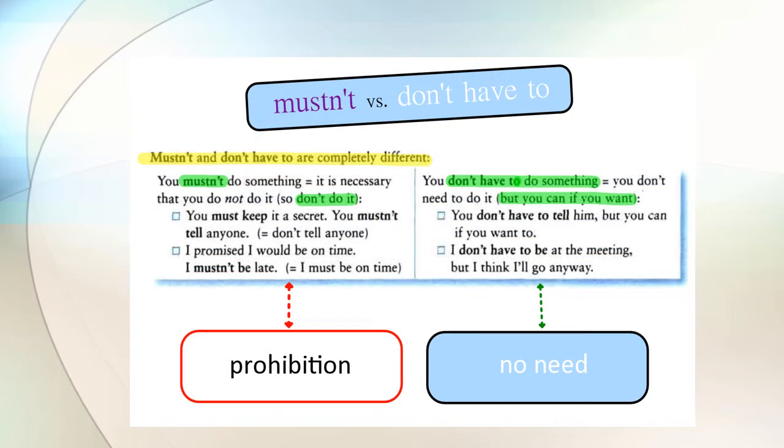Let's look at the differences between mustn't and don't have to in negative sentences. Mustn't and don't have to are completely different. You mustn't do something means that it is necessary that you do not do it, so don't do it. For example, you must keep it a secret. You mustn't tell anyone. Don't tell anyone. Another example, I promised I would be on time. I mustn't be late. It means that I must be on time. It's the prohibition.